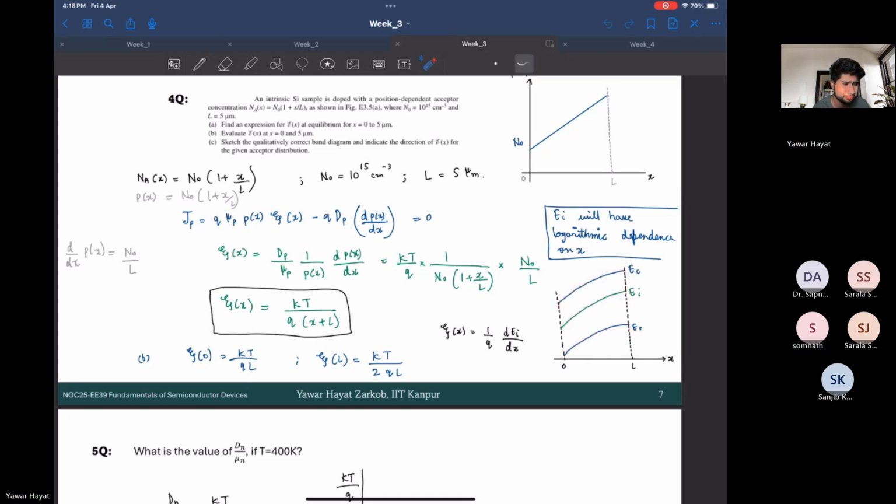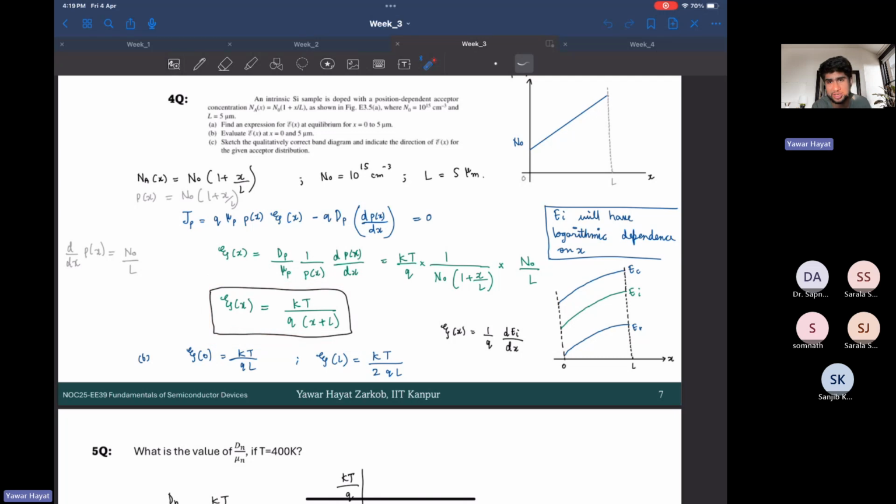So now a quick question. In which direction would the electric field point? Would it be from left to right or right to left? I already told you in the last session as well. Electric field always points in the direction in which the bands move upwards, right? So it has to point in this direction, which is also evident from this expression.